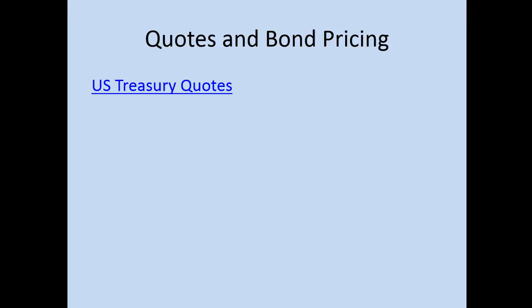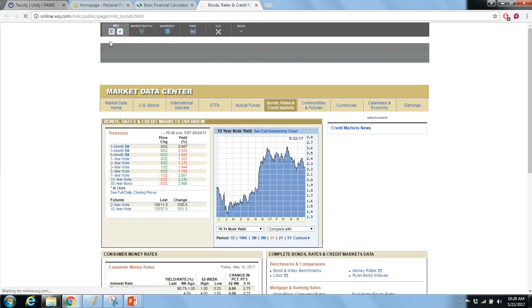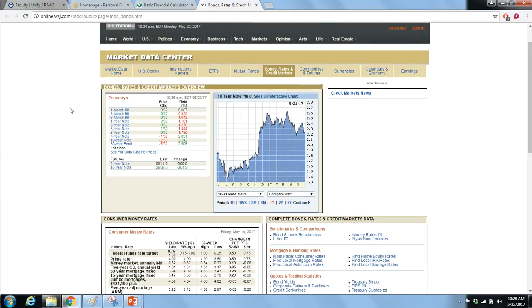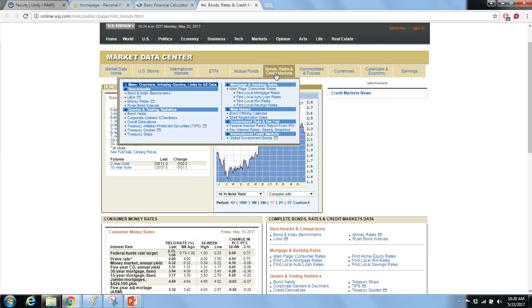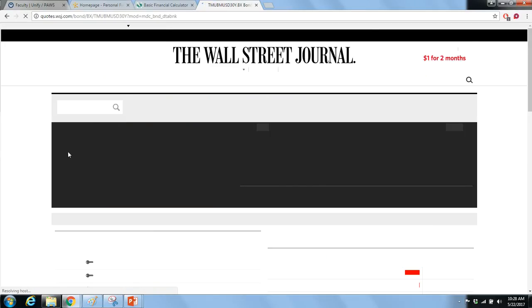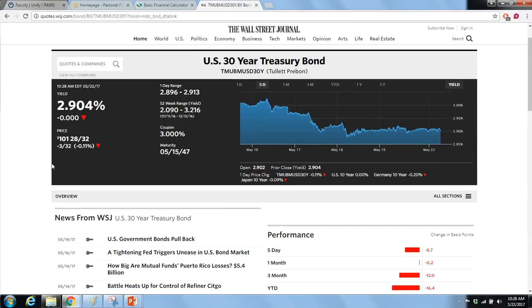So when we're thinking about treasuries and agency bonds, they're quoted a bit strangely. If we go to the Wall Street Journal, you can find quotes for all types of financial instruments. But here I've pulled up the bonds market. Let's take a look at the 30-year U.S. Treasury bond. We can see right here that the price is a little weird, 101 and 28 out of 32.